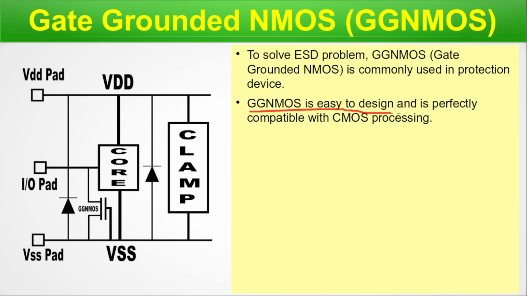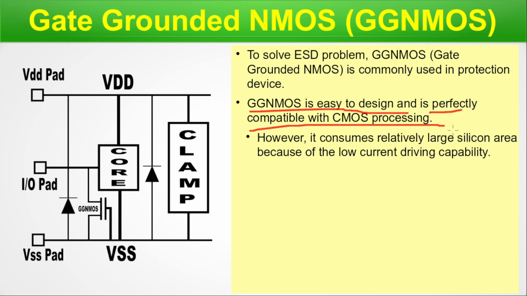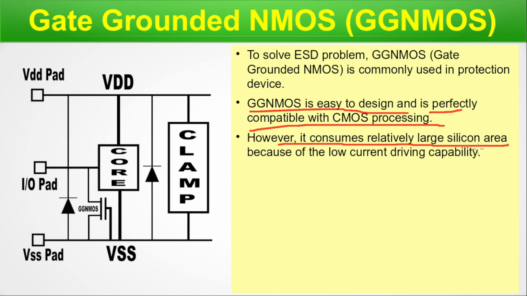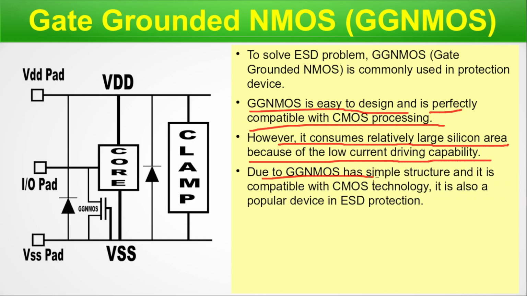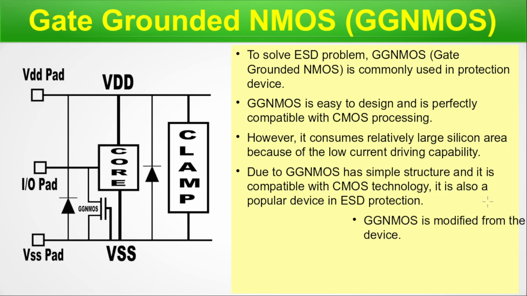GGNMOS is easy to design and it is perfectly compatible with the CMOS process. However, it consumes relatively large silicon area because of the low current driving capability. So this is the comparison to the SCR, where the area is efficient. Here the area is inefficient for the GGNMOS. Although it is a snapback device, because GGNMOS has a simple structure and it is compatible with the CMOS technology, it is also a popular device for ESD protection.